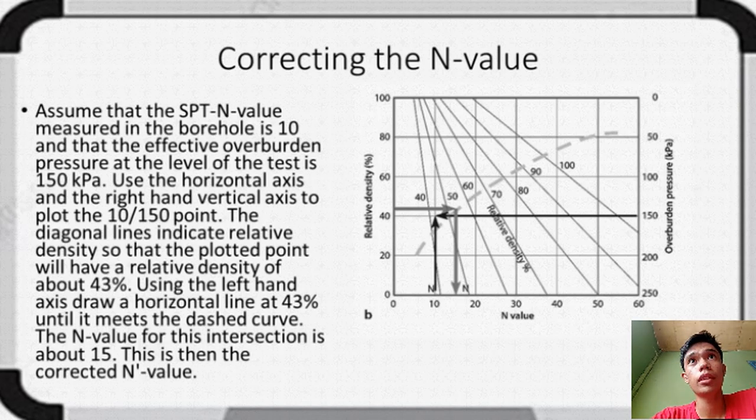Then we go down to the n value. Whatever n value it intersects, that is the n corrected value. So here, the n value for this intersection is about 15. This is then the corrected n value.